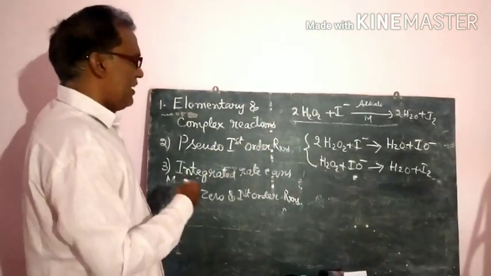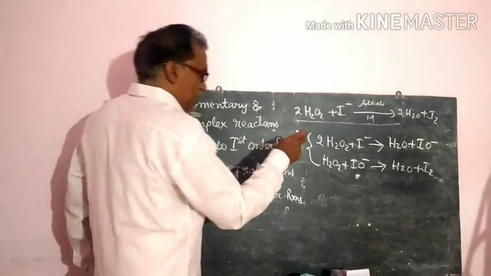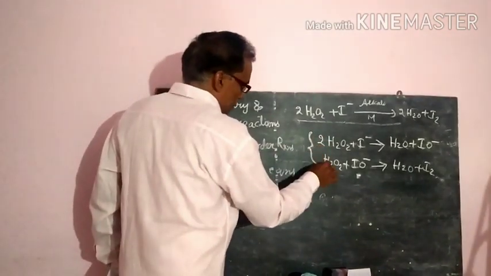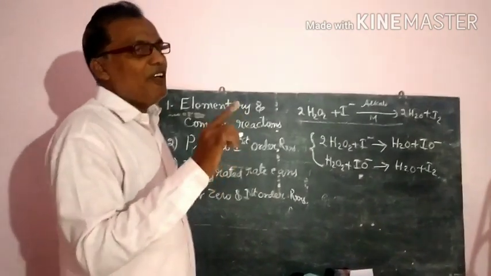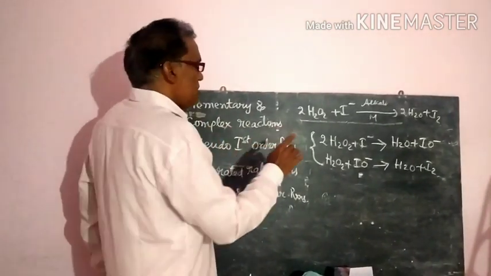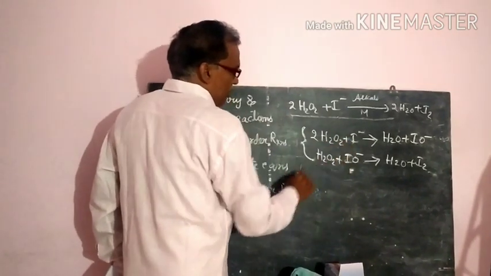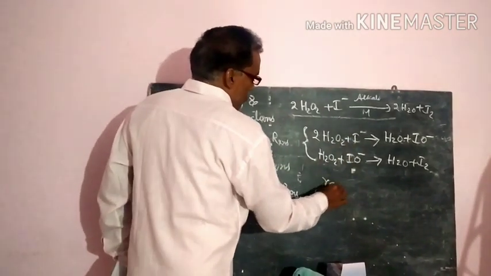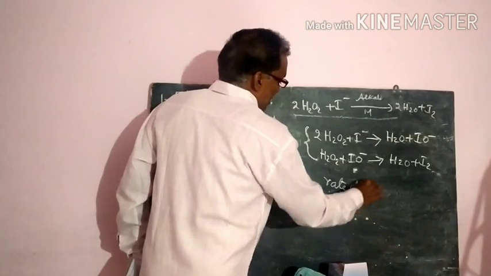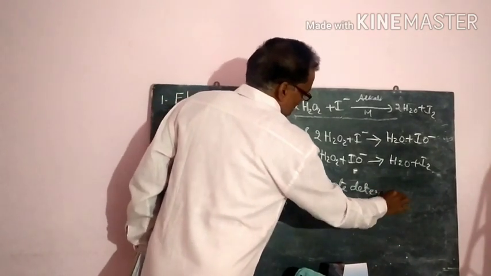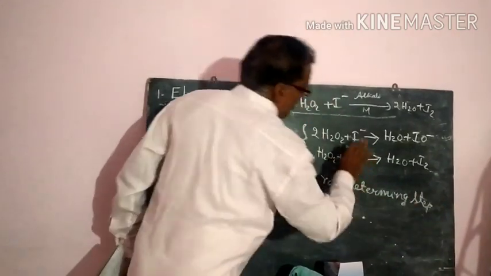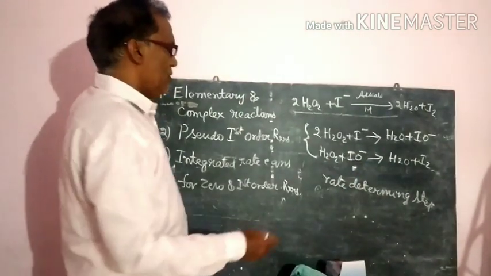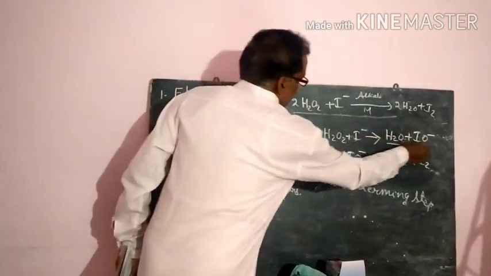The order of complex reactions is explained by means of the step which is going to be very slow. The slow step in a reaction mechanism, we call it the rate determining step. So the rate determining step is nothing but the step which proceeds very slowly. Already we know that the formation of this one is slow.